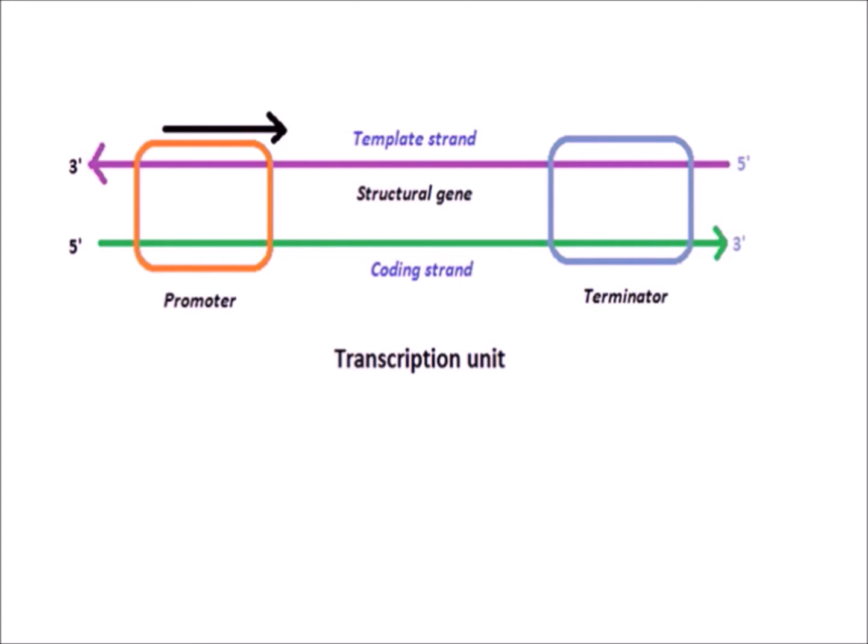The terminator is located towards the 3' end, that is the downstream of the coding strand, and it usually defines the end of the process of transcription. There are additional regulatory sequences that may be present further upstream or downstream to the promoter. From the previous slides, I think you could understand the major units of transcription.